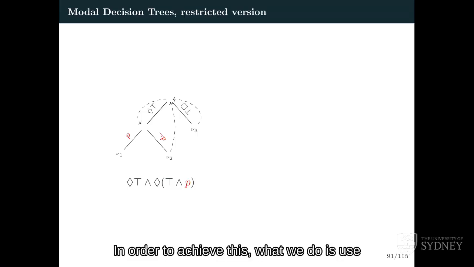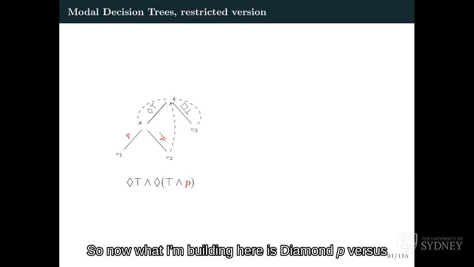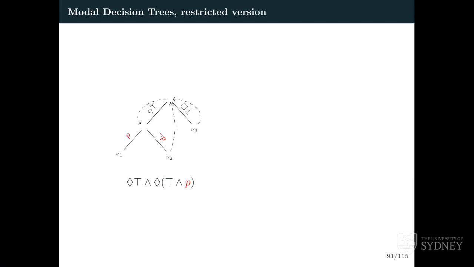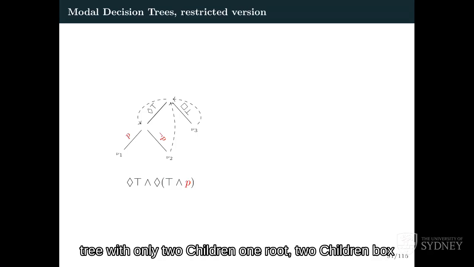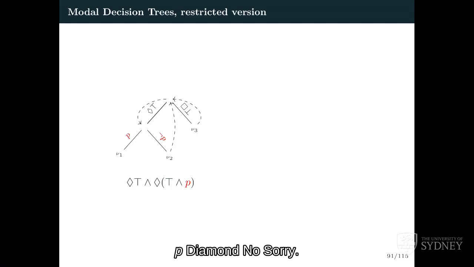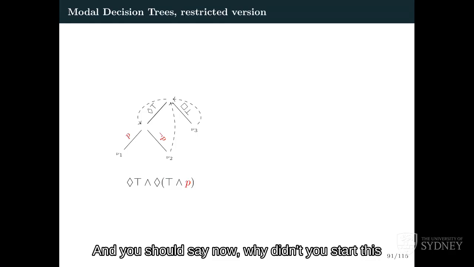In order to achieve this, what we do is use forward edges, which we want to get rid of, but okay, we use them in a very, very limited way. So forward edges can only exist on top of a diamond true. So now what I'm building here is diamond P versus box not P. So this subtree here is equivalent to the subtree with only 2 children, 1 root, 2 children, box P, diamond P, box not P. And you should say now, why didn't you start this to begin with?